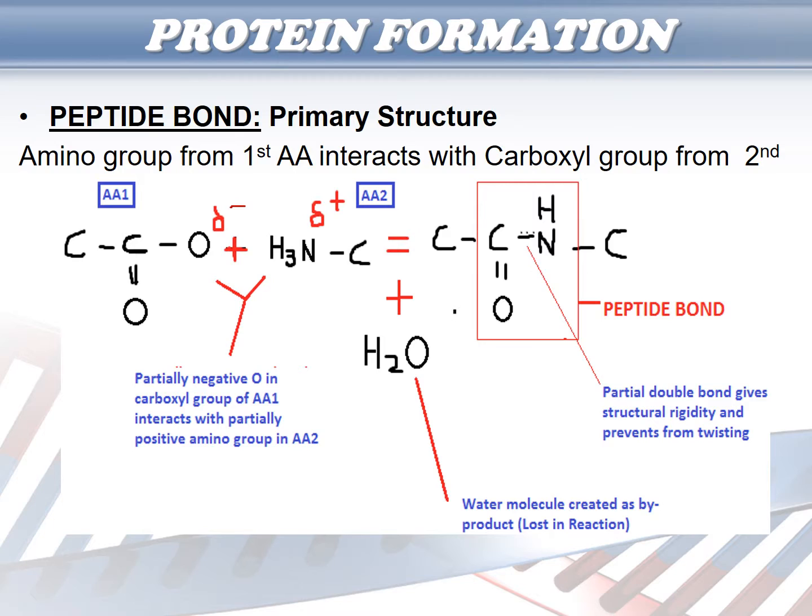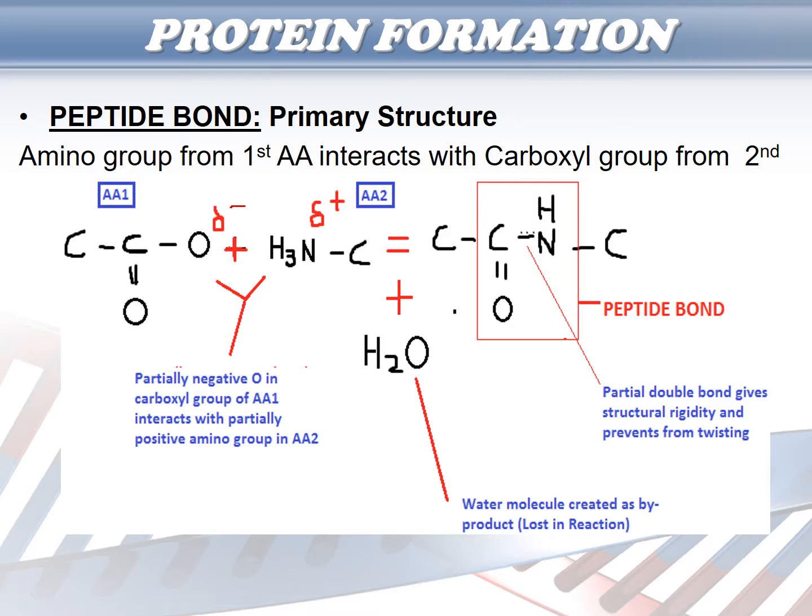So just want to take a look at the peptide bond in the primary structure of protein formation, because this is a good example of a structure stabilizing interaction at work. The carboxyl group from the first amino acid is going to bond with the amino group from the second amino acid, and what's going to be formed is a molecule of H2O, and then you're going to get this polymer bonded by this peptide bond, which is a partial double bond.